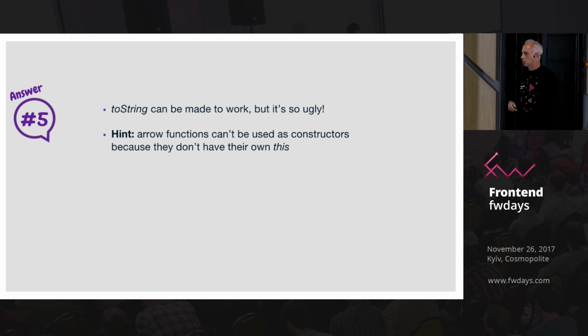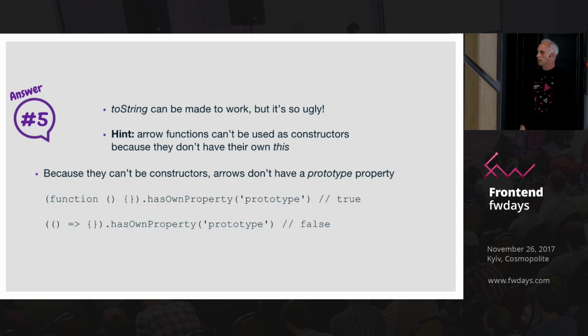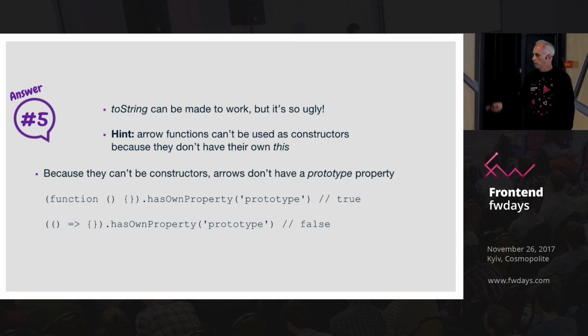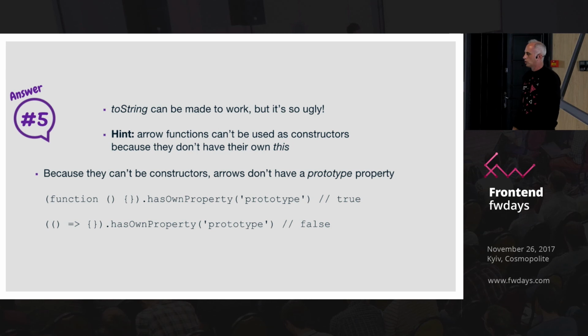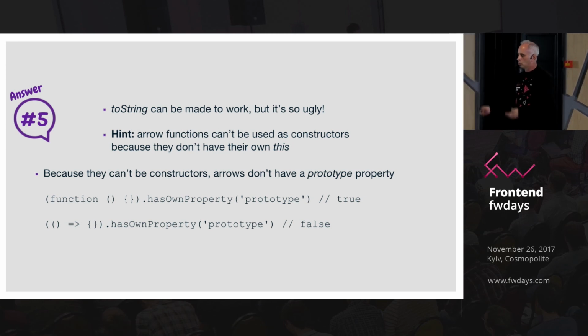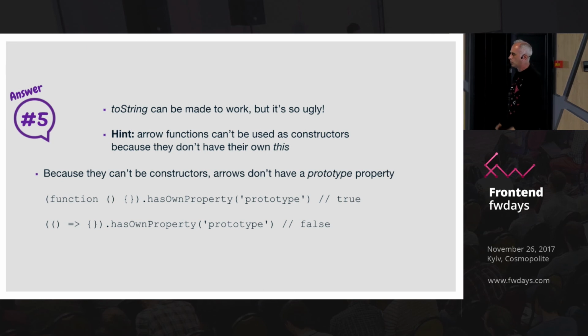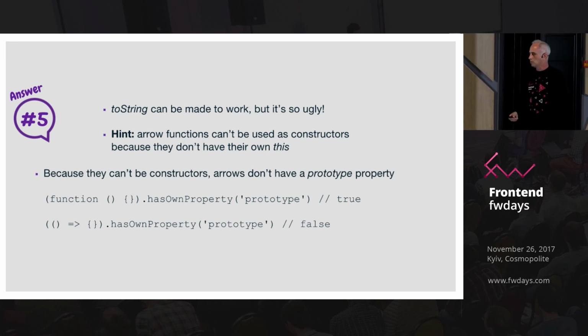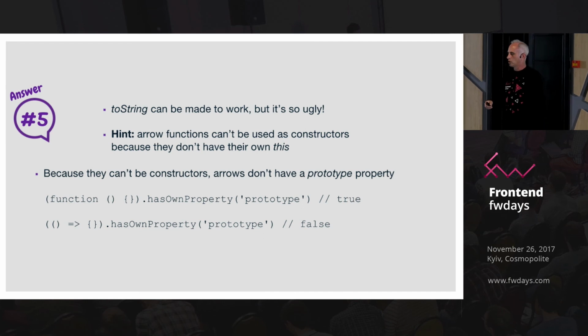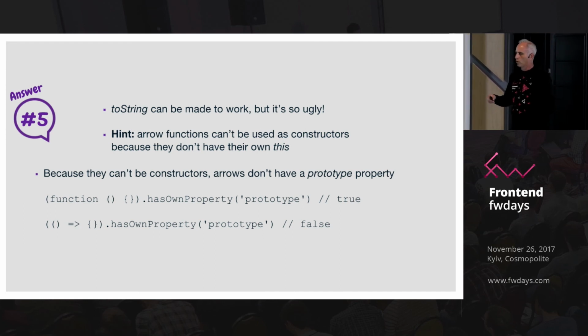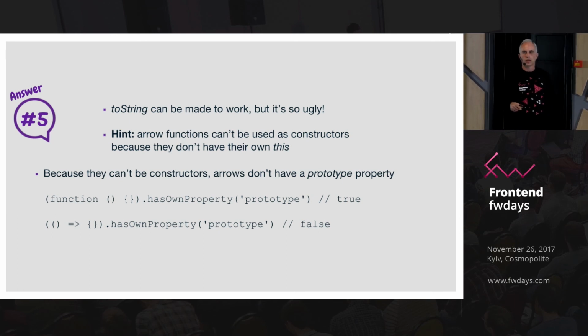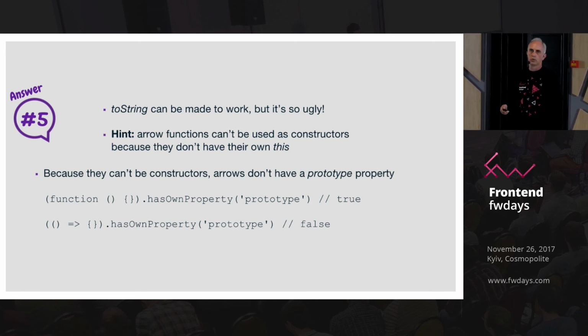And because they can't be used as constructors, there's no point in them having a prototype property. So if you write this code, if you do hasOwnProperty on it, and just check for prototype, you want hasOwnProperty, because otherwise you're looking at the value rather than whether it exists or not. You will find that hasOwnProperty will return true for the function, but will return false for the arrow. And by the way, it also will return false for bound functions, because bound functions also don't have a prototype for essentially exactly the same reason.